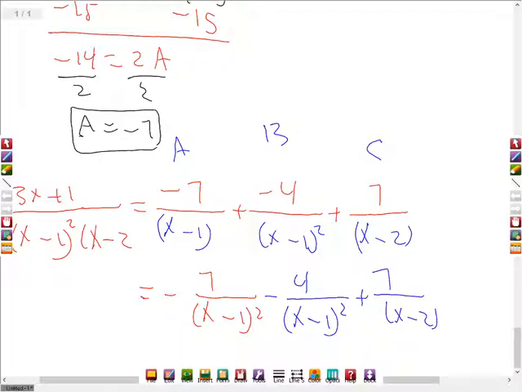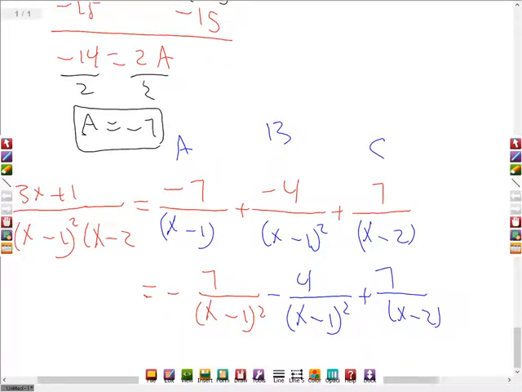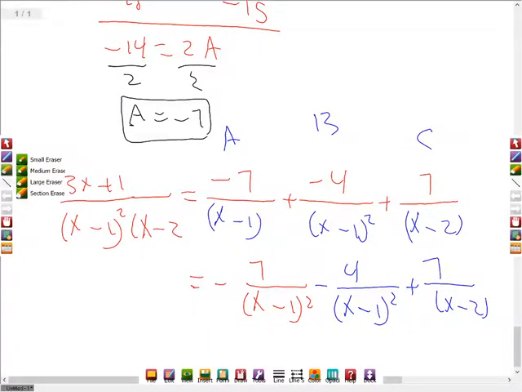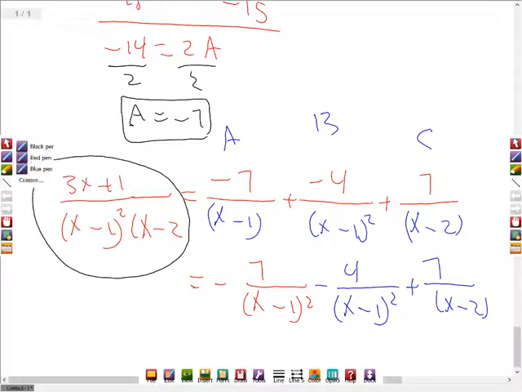Then we break down this guy. We break this guy here to be equal to the same as this guy. Okay, this is what I have for today.